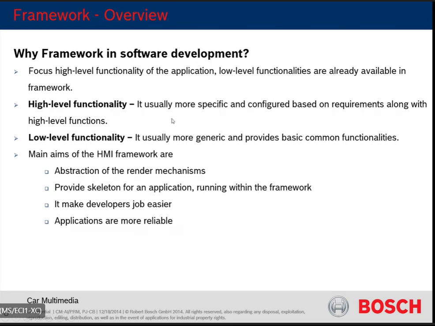High-level functionality means it is more specific and configurable, depending upon the applications. It's a specific one. Low level means it is mostly a generic one. It provides all the basic functionalities. Maybe we can call it like, if we need a render engine, the render engine is needed for all the applications like speedometer, RPM, media or menus, my vehicle information. For everything we need a render engine, then only we can see that value in the view. So these are all already available in the low-level functionalities, which are already there in the framework.